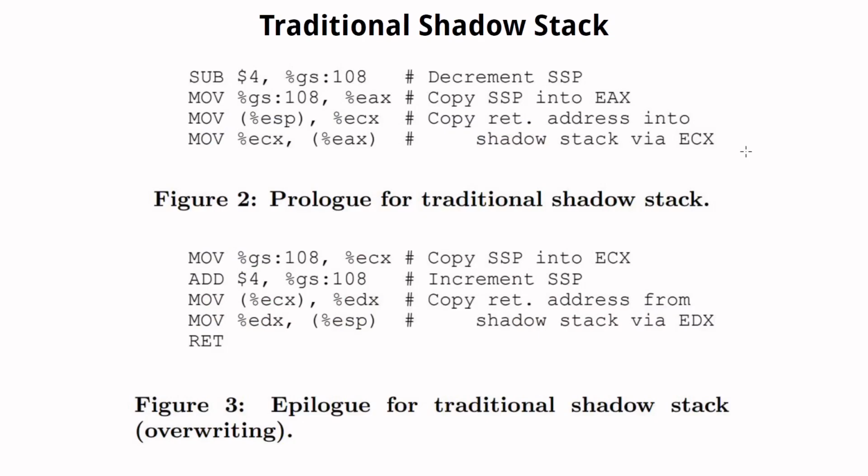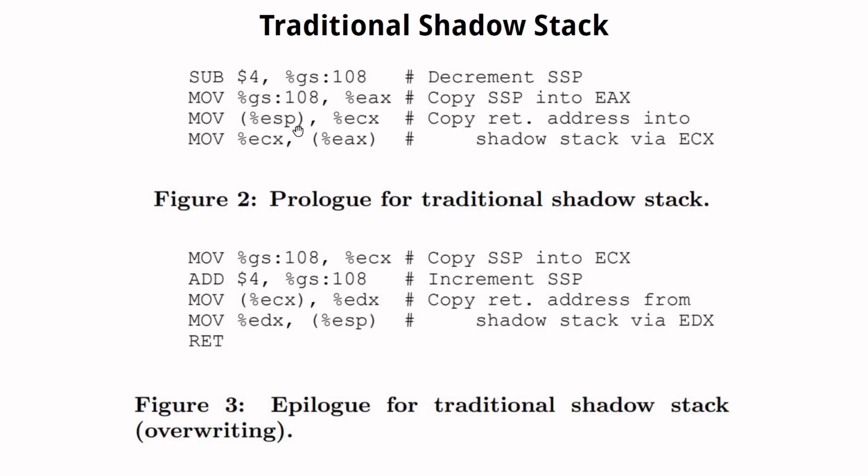So this is the prologue and epilogue of the traditional shadow stack. Here, we are using AT&T syntax. So that's why you see the percentage sign here. And we use GS, which is a segment register in Intel architecture, to store the shadow stack pointer. So on top here, we have the prologue for the traditional shadow stack, which means at the beginning of each function, besides that push EBP, move ESP to EBP, we are going to instrument those four instructions at the very beginning of every function.